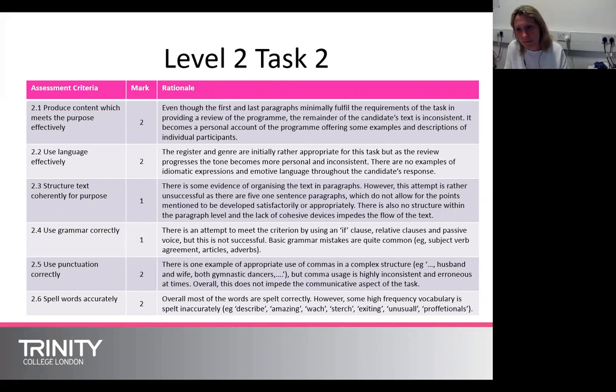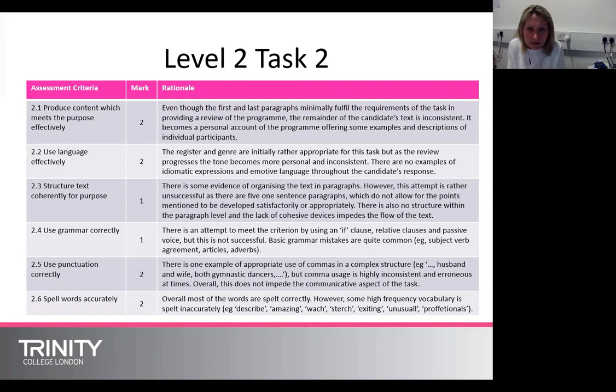For grammar, there is an attempt to meet the criterion. At level 2 for 2.4, we are looking for a range of sentence structures that are fit for purpose. And again, the use of sentence grammar consistently, and again, the full range of grammatical items for level 2 is available in the specification.